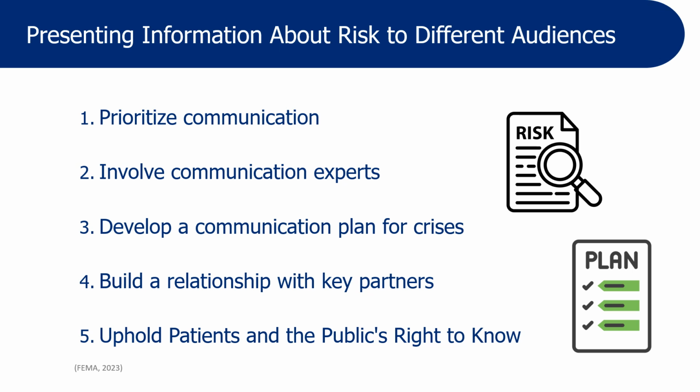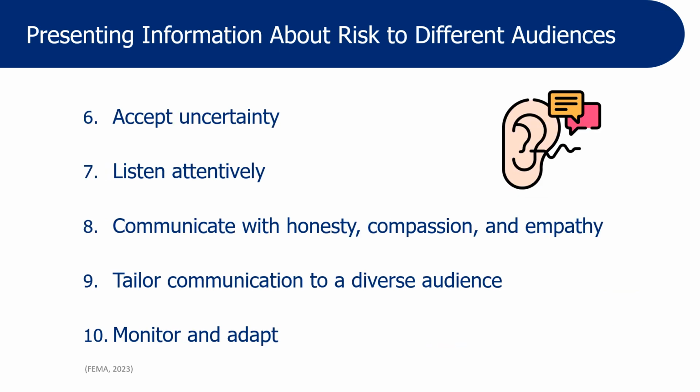Establish relationships with key partners before a crisis occurs to better understand and reach target audiences. This will ensure efficient communication during a crisis. Number 5. Uphold patients' and the public's right to know. Provide patients and the public with information on the risks of the crisis and actions that can reduce the risk. Number 6. Accept uncertainty. Be open to the uncertain and ambiguous nature of crisis and the need to act with limited information and facts. Help explain the measures taken to address the uncertainties.